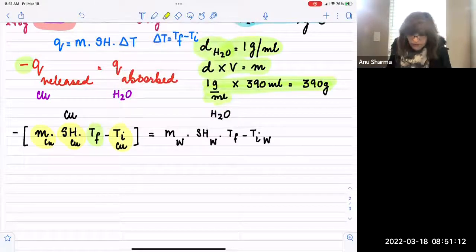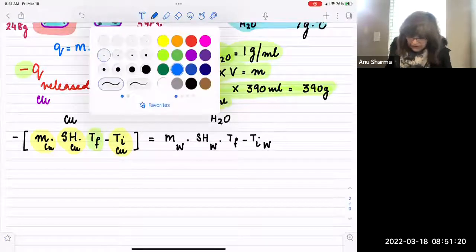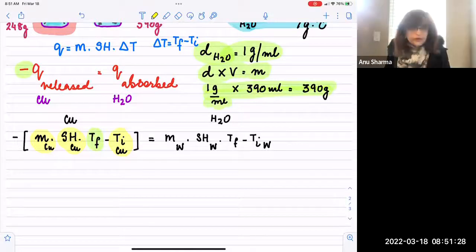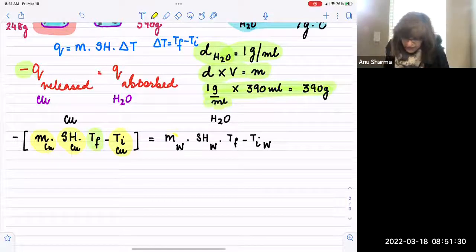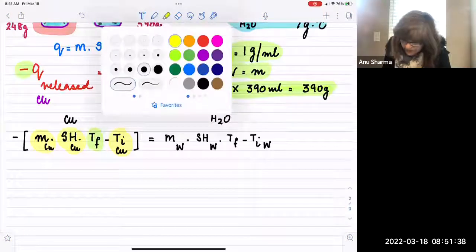So you set up the problem like this, based on your formula Q equals m s delta T. That is T final minus T initial actually, because we don't know the final temperature, we are finding that. Anyways, we are given the mass of water. So take that mass of water and let's just put this in a different color.